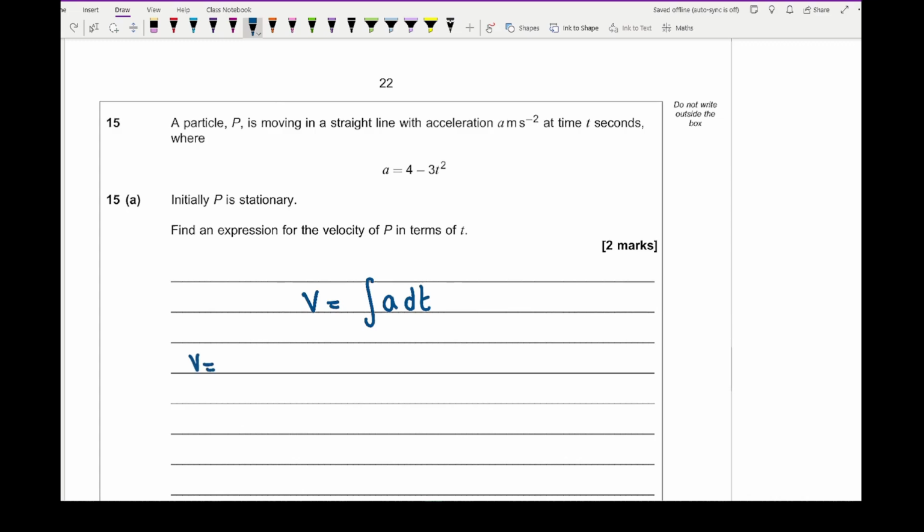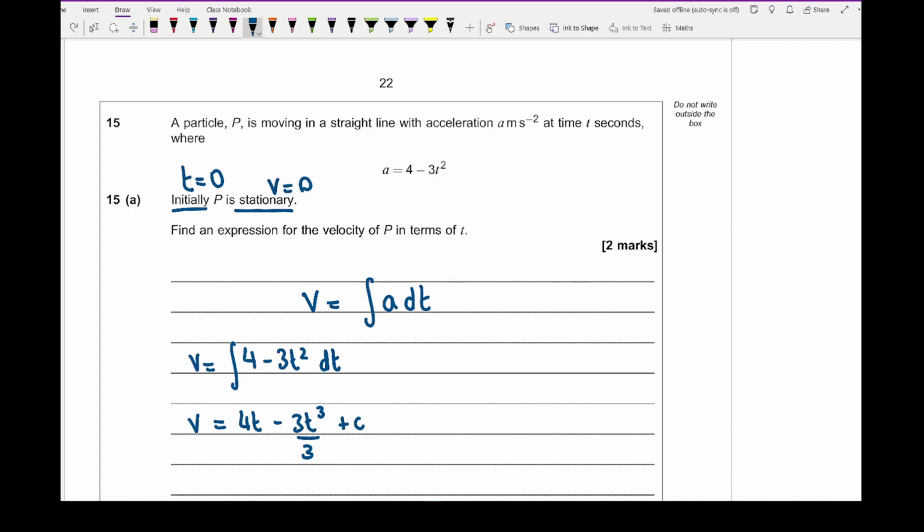So v is equal to the integral of 4 minus 3t squared with respect to t. So if we integrate, we get 4t minus 3t cubed over 3 plus c. Now when we integrate, we get this constant of integration, this plus c value, which needs to be determined, and we look back at the question where we're told that initially P is stationary. So that tells us initially, so at time equals 0, velocity equals 0.